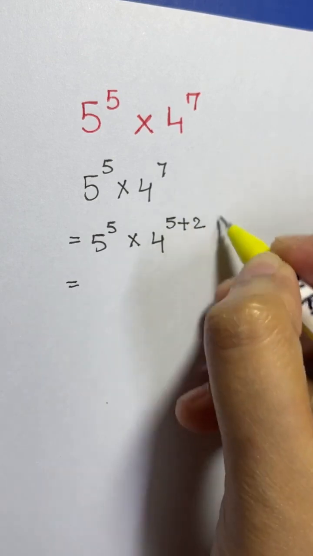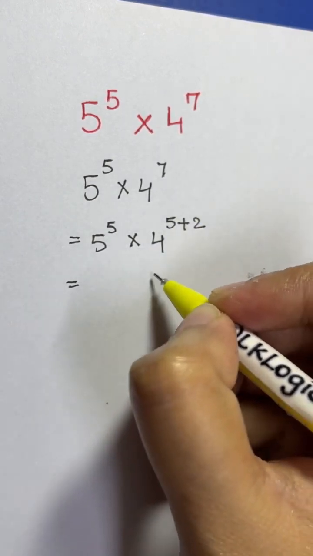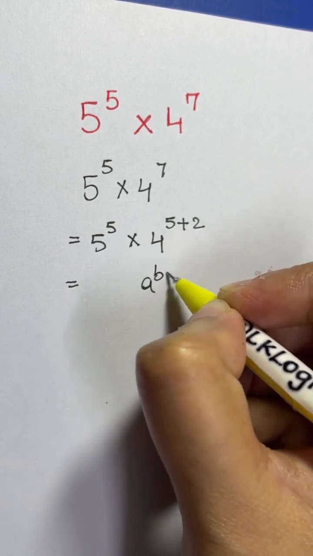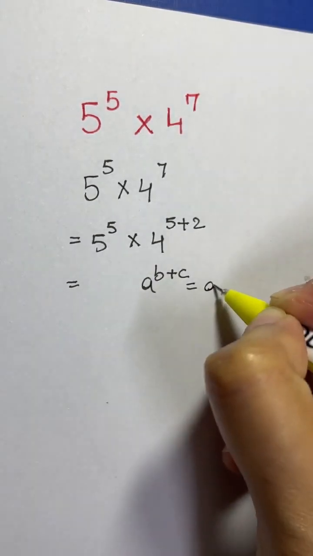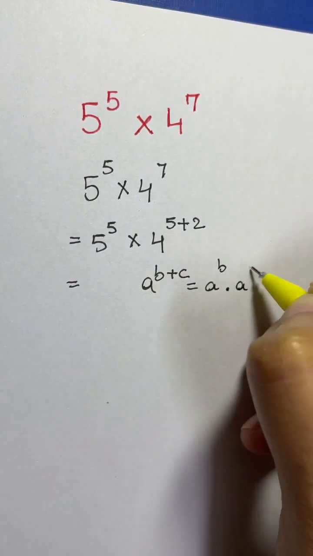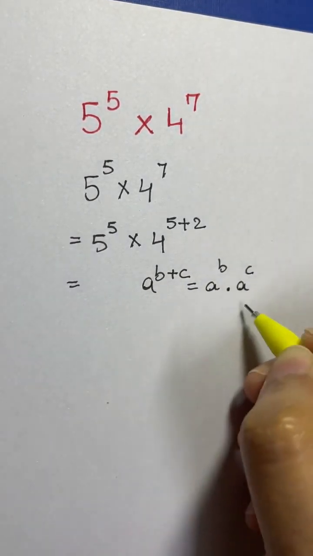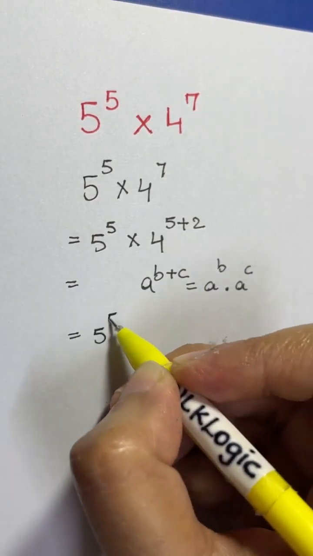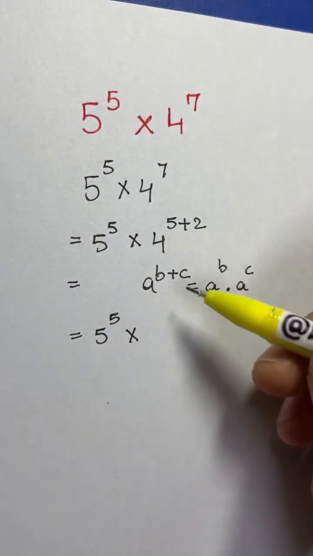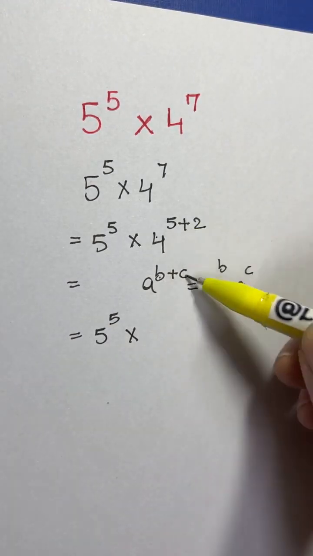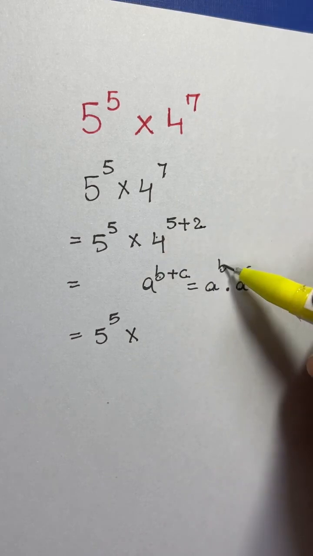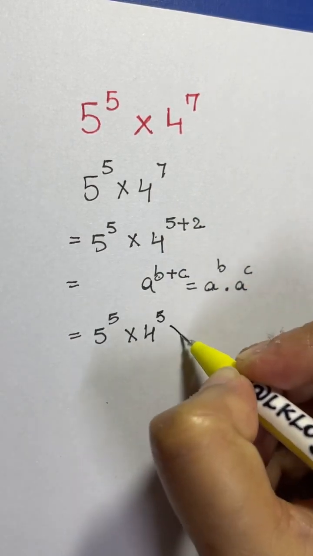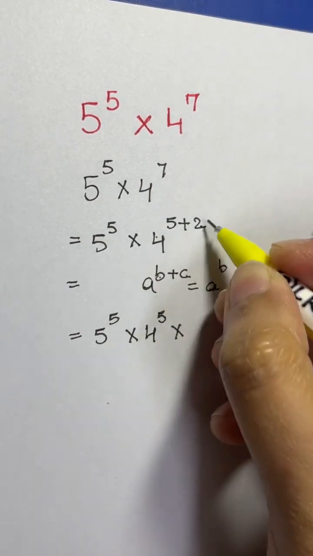Now, as you can see, 4 to the power of 5 plus 2 is in terms of a formula. If you know the laws, a to the power of b plus c is equal to a to the power of b times a to the power of c. So you can write it like this. So 5 to the power of 5 times, so a is 4, b is 5, c is 2. So a to the power of b, 4 to the power of 5, times a to the power of c, 4 to the power of 2.